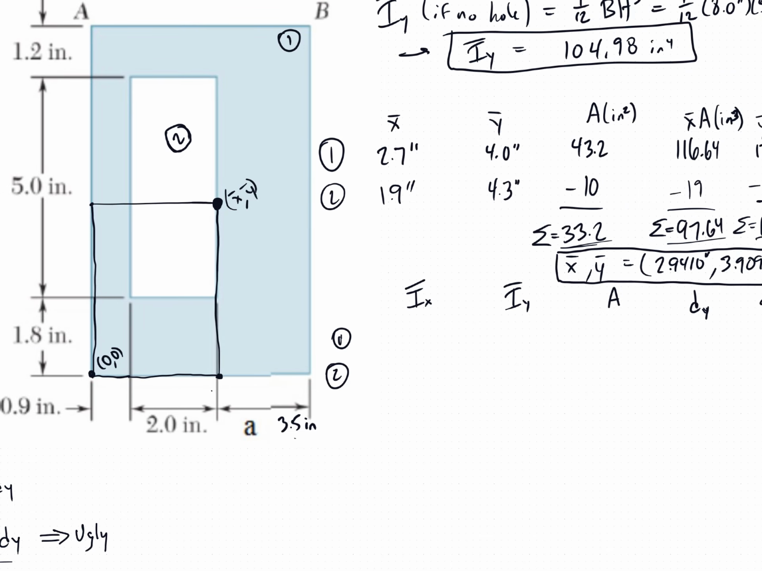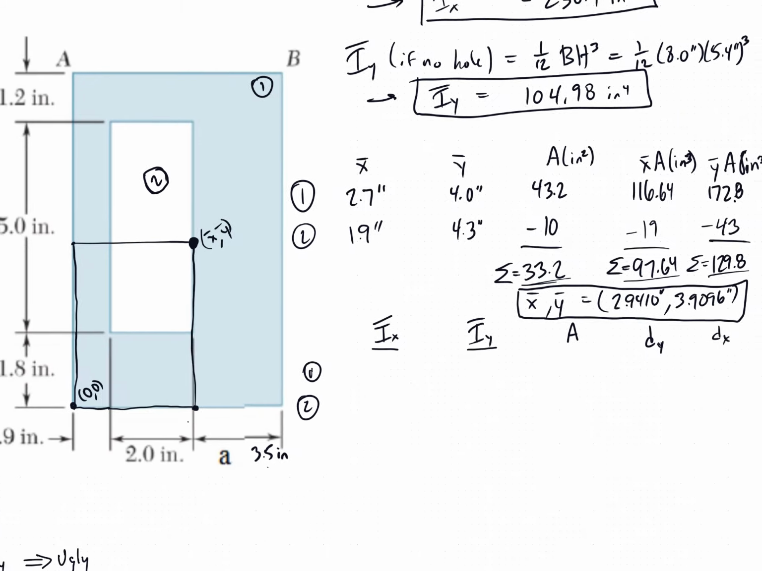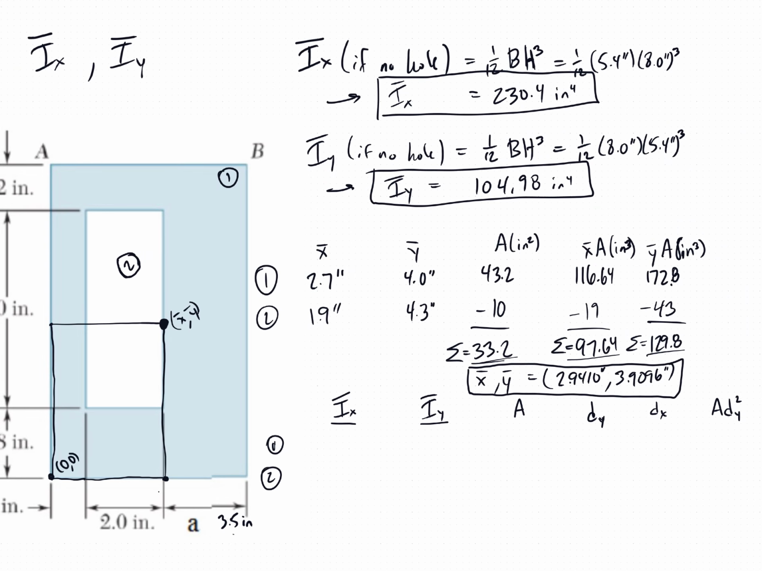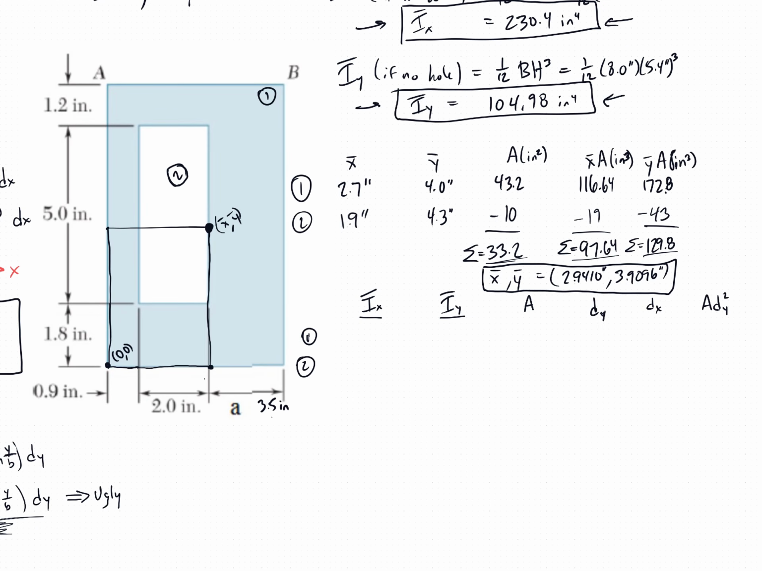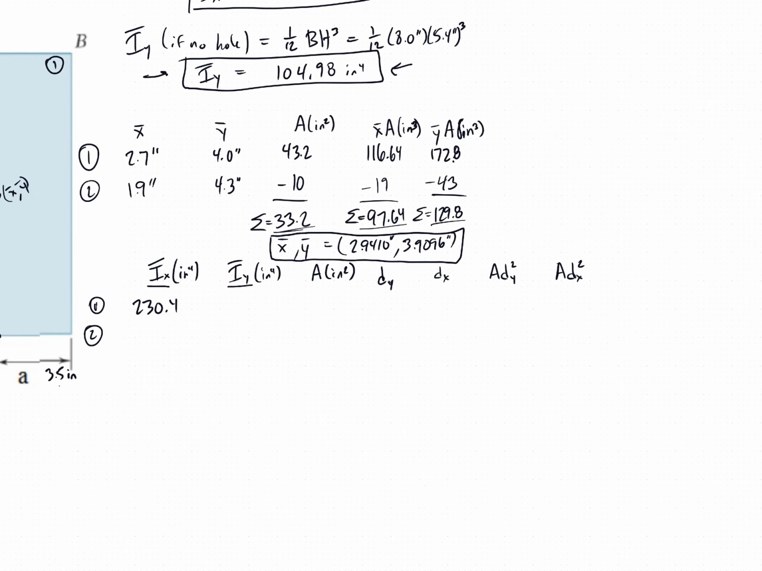Okay, Ix bar. So this is Ix around its own, and Iy bar around its own axis. Okay, or around its own centroidal axis. We've already solved for those for the big one. They're up here. Okay, so here we go. 230.4. Okay, this has units of inches to the fourth. This is units of inches to the fourth. This has units of inches squared. dy has units of inches.